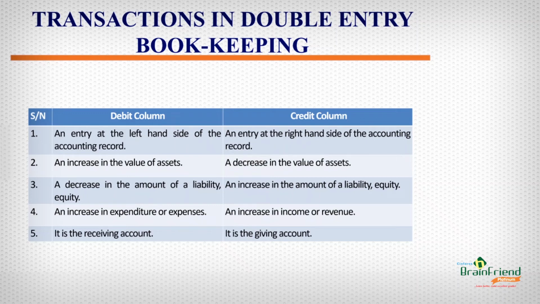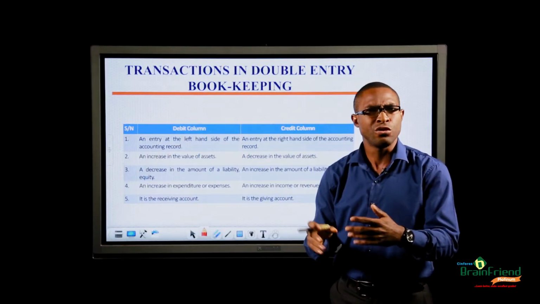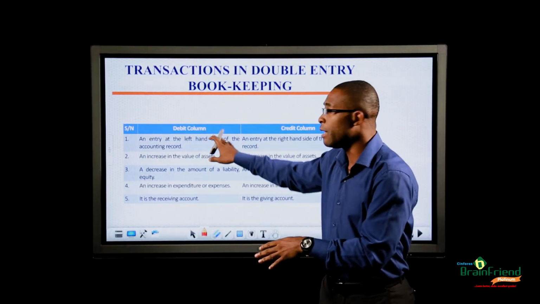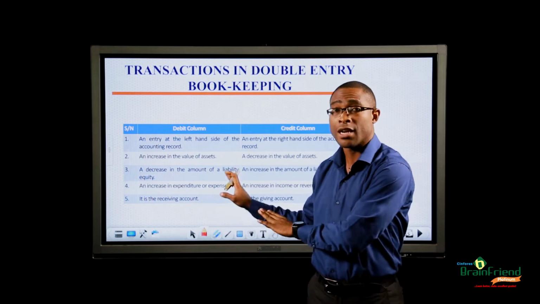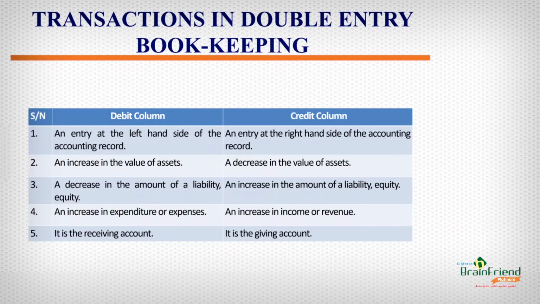Now, what else can you find in the debit column? You have an increase in the value of assets. So basically, all your assets, monetary terms, should appear in your debit column. Then you should have a decrease in the amount of liability and equity. So liability and equity shouldn't necessarily be found in the debit column unless it ought to be there. Unless it's a gain, then you can put it there. Then an increase in expenditure or expenses. So if you have an increase in expenditure or expenses, then you can capture it there.